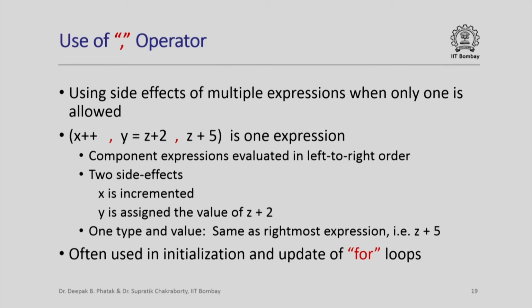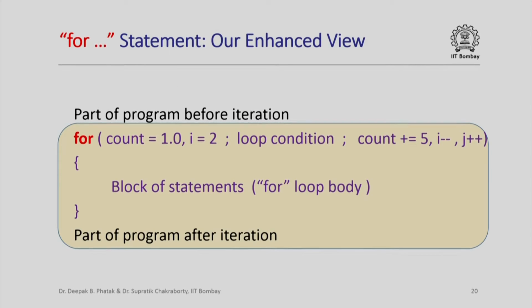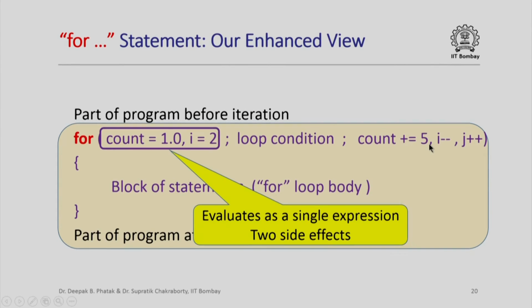So this is often used in initialization and update code for for loops. For example, in this example, you can see that there are two assignment expressions here separated by comma. So this whole thing will be treated as one expression. So in a for loop, I can only put one expression here, so I could do this. Similarly, there are three update expressions or assignment expressions over here, but in a for loop I can only use one expression, but I could use all of these three by building a compound expression, and this will evaluate to a single expression with two side effects, and the value of this expression, the type of this expression will be the same as that of the rightmost one in it.